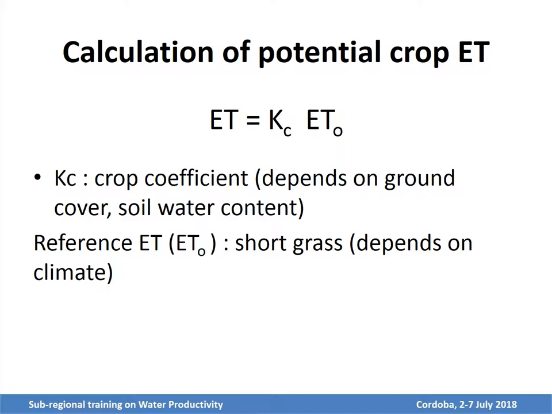Let's talk a bit about the calculation of potential crop evapotranspiration. We are interested in calculating, for instance, the evapotranspiration of irrigated crops, where we will avoid water stress. Therefore, we calculate the so-called potential crop evapotranspiration. And usually, we will follow the FAO methodology, which calculates evapotranspiration as the product of Kc, the crop coefficient, and ETo, the reference evapotranspiration. The crop coefficient will depend on ground cover and soil water content at the soil surface, and ETo will depend on climatic variables.